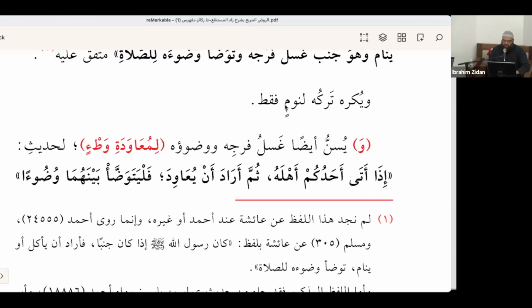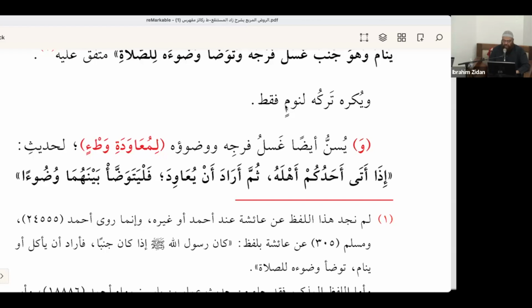He says ويسن أيضا غسل فرجه ووضوءه. ويسن أيضا here in the Zad ولمعاودة وطئ. So that means going back to the previous ruling, that it's also recommended to wash the private part and to make wudu لمعاودة وطئ, if a person wants to repeat the relations with his wife. What is the evidence? There's a hadith: إذا أتى أحدكم أهله ثم أراد أن يعاود فليتوضأ بينهما وضوءا فإنه أنشط للعود.